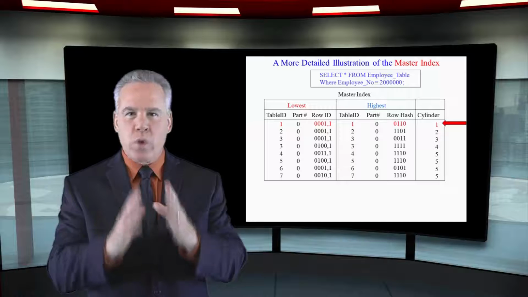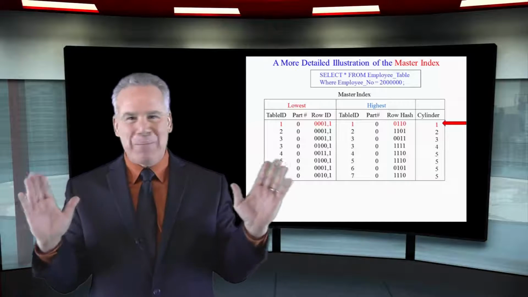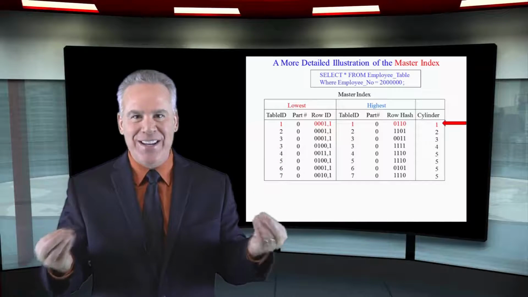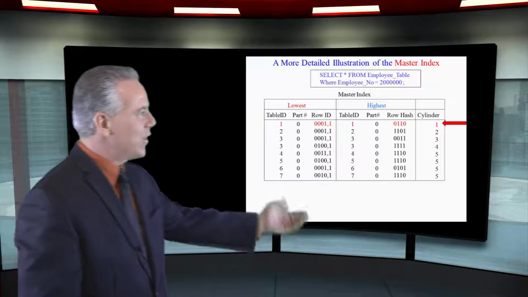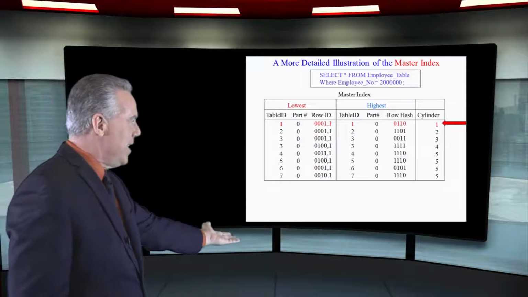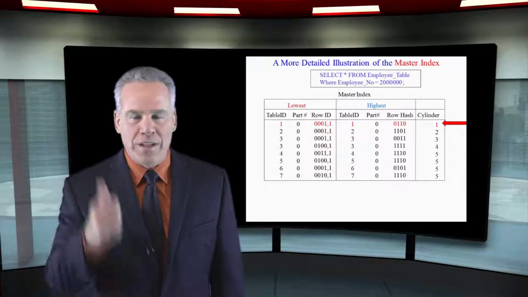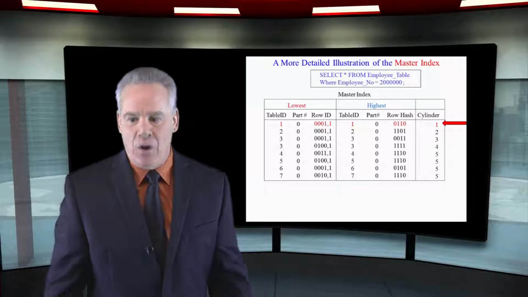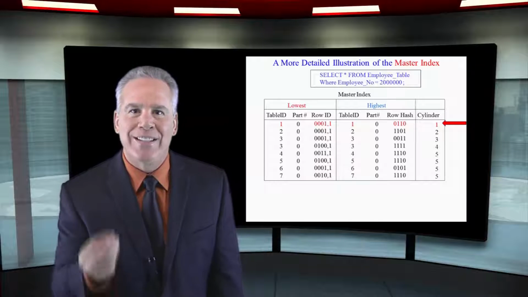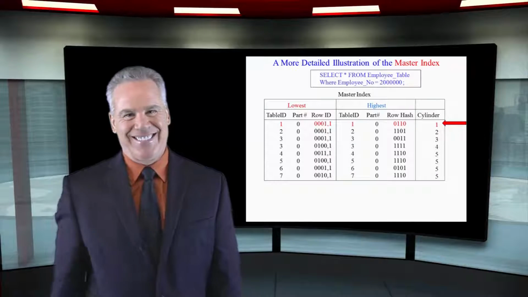Now, what really is the entire purpose of a master index? To locate the cylinder. And that's what the last column is. Once they find out what table they're after, they know which block it's in, they say, okay, let's get down to it. What's the cylinder?